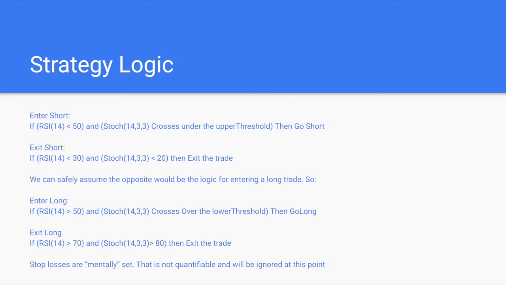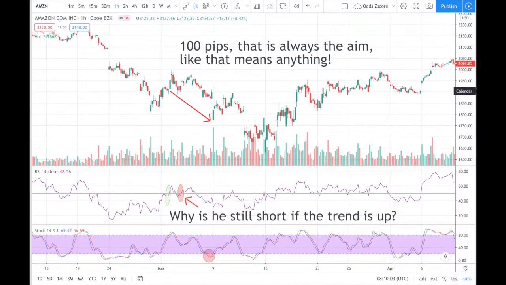So if the RSI is above the 50 threshold and the stochastic crosses over the lower threshold, then he would go long. And if the RSI and stochastics are overbought at the same time, then he exits the trade. He then goes on to cherry pick one example of a short trade from the 3rd of March 2020 on Amazon on the hourly chart.